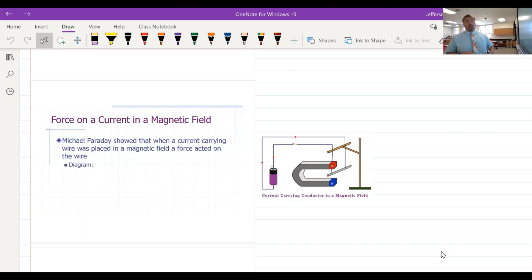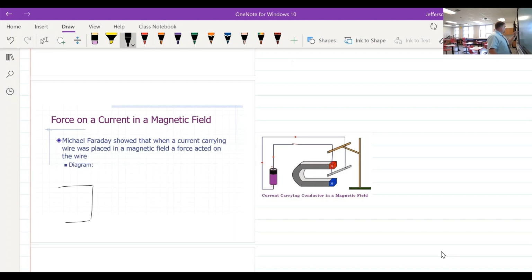And the first we're going to look at is one performed by Michael Faraday. We mentioned Faraday before, but he showed that you could have a force being exerted on a current-carrying wire that was inside an external magnetic field. And so, diagram, we're going to draw this up real quick. I'll do a quick one.